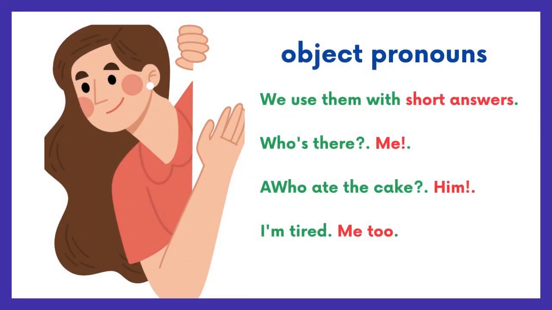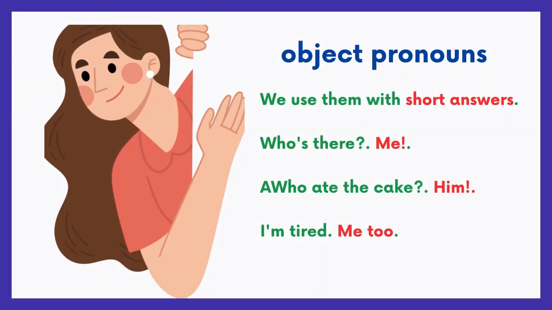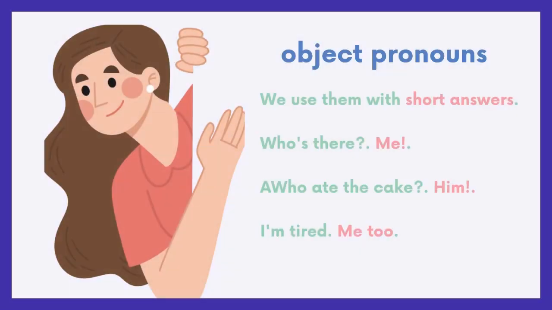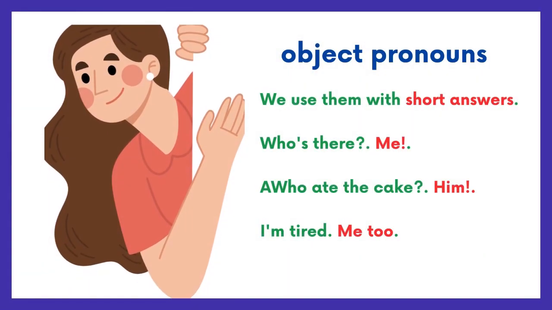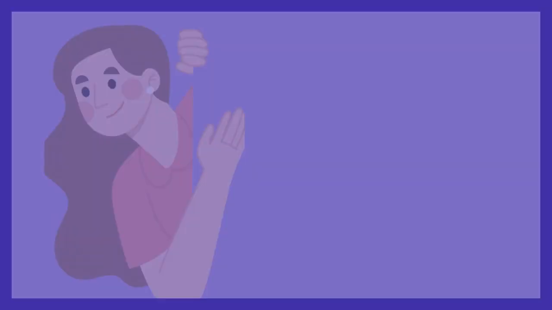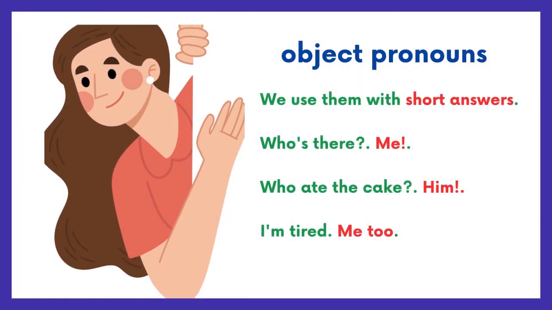Object pronouns. We use them with short answers. Who's there? Me. Who ate the cake? Him. I'm tired. Me too.